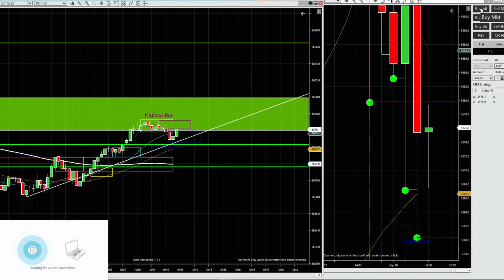This is getting kind of boring. Multiple attempts to the high here. Fails, dumps. This probably makes a new high. It makes it, you have to have 3 of these together. 3 clusters, I guess you can say.